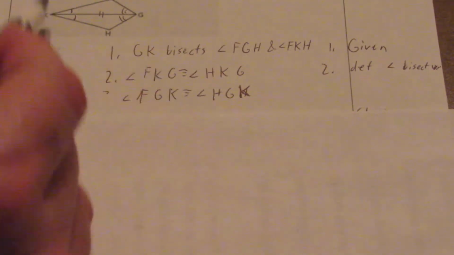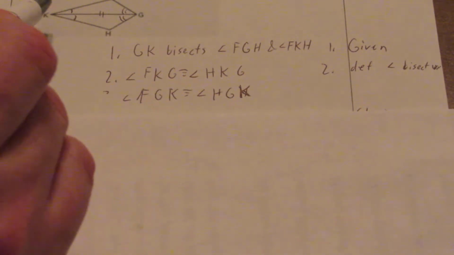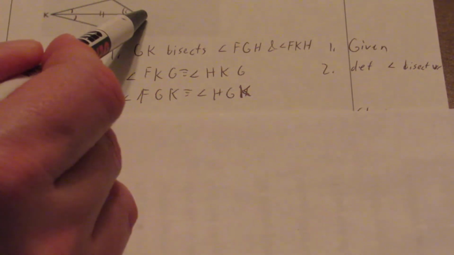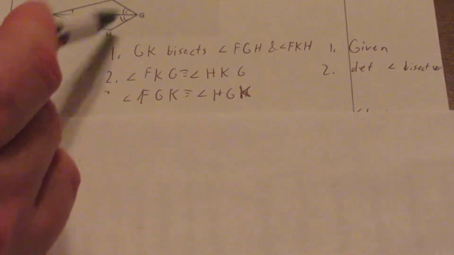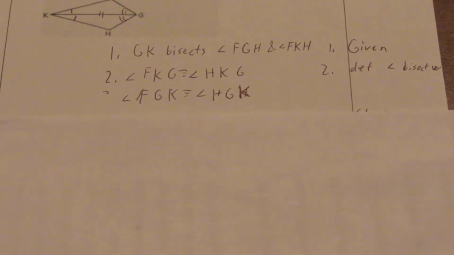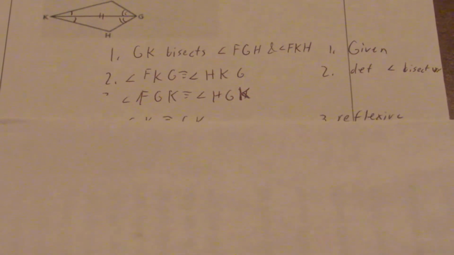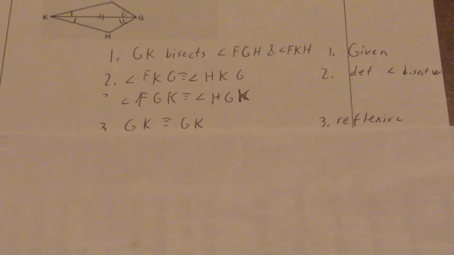So FKG and HKG are congruent. They're the angles over at K by definition of an angle bisector. And FGK and HGK are congruent by definition of an angle bisector. Right, so that gives me two markings. Then I need my third. They share side GK. So GK is congruent to GK by reflexive. Now I have my three markings.